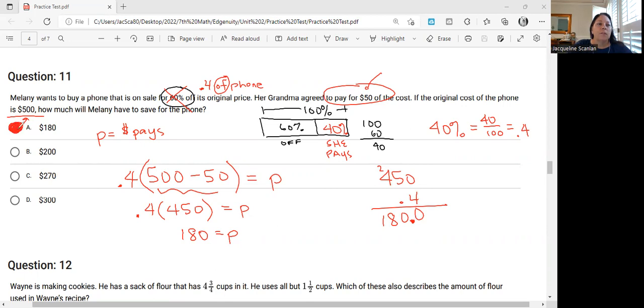The trick here was knowing that she has 60% off of the phone, so that she's really only paying 40%. That was the trick or the key for this problem.